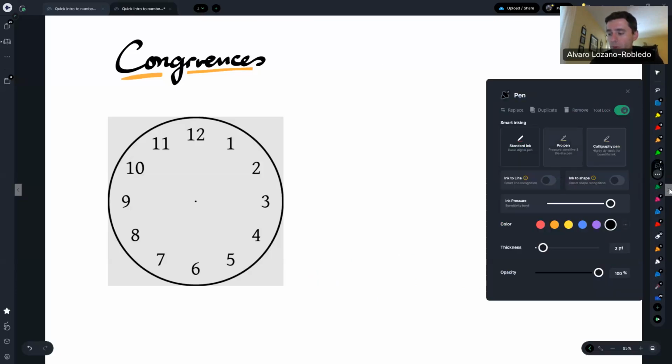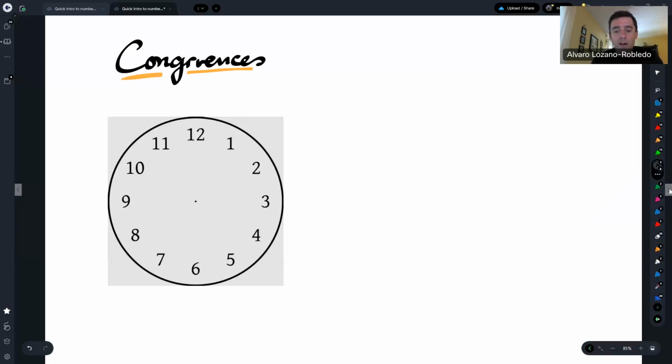Congruences are something that you are actually already used to because we all use clocks. We know clocks, not digital clocks, but regular analog clocks. And when we compute hours on a clock, we're using congruences. So let me show you what I mean.